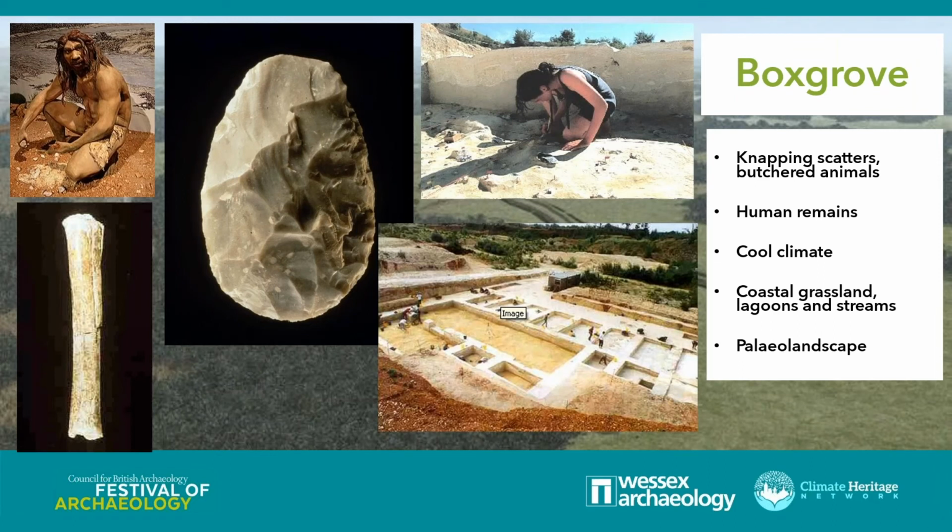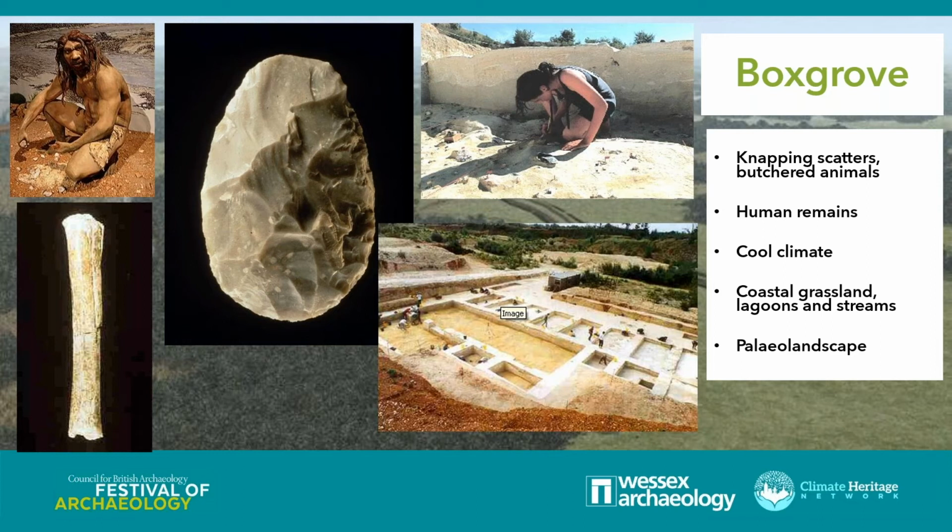The other site from this period I just wanted to talk about is the site of Boxgrove in Sussex. This site has some rare evidence of in situ primary context lower Paleolithic archaeology dating to about 500,000 years ago. What you have is knapping scatters where people were producing tools, and we have the remains of butchered animals. We also have human remains from this site. In the slide here, you can see a human tibia. They also found human teeth from this site.